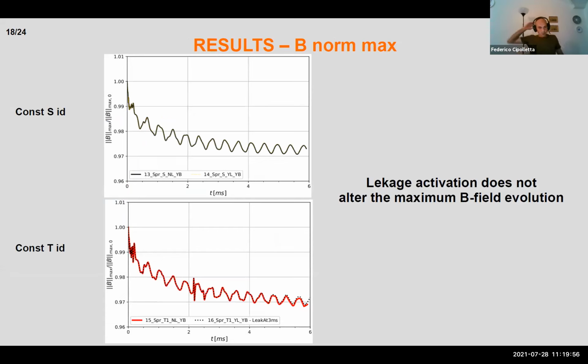We also showed a couple of plots for the magnetic field. This is with constant entropy, and this is with constant temperature, with temperature activation after some time, after 2 milliseconds, if I'm not wrong. And here in the black curve, we have also the activation of the leakage after 3 milliseconds. And the leakage activation does not alter the maximum magnetic field evolution either.